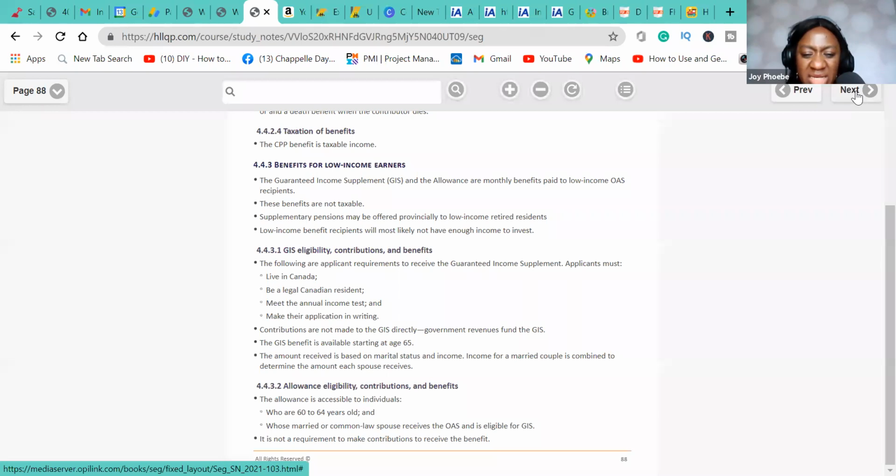The allowance is accessible to individuals who are 60 to 64 years old, whose married or common law spouse receives OAS and is eligible for GIS. It is not a requirement to make contributions to receive these benefits. Okay, so these ones are benefits. It's not a requirement for you to make contributions in order to receive benefits.